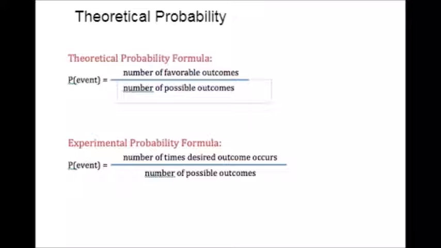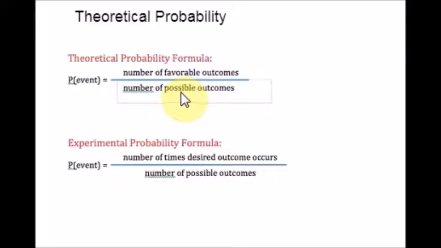The topic that we are going to discuss in our today's video is theoretical probability. Probability can be divided into two different categories. First one is theoretical probability and second one is experimental probability. Let us see what are these.